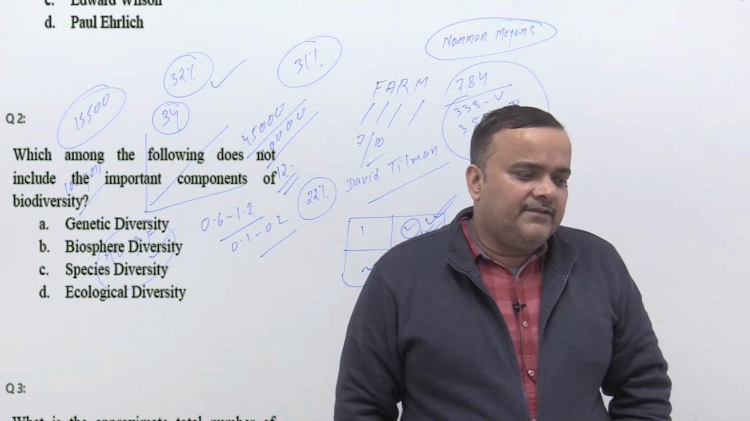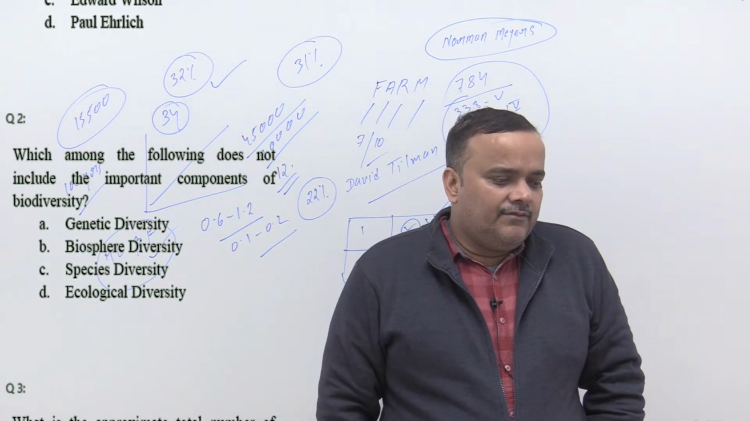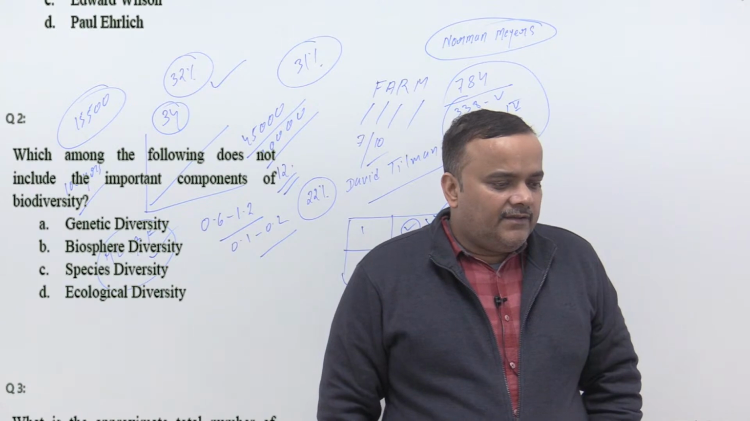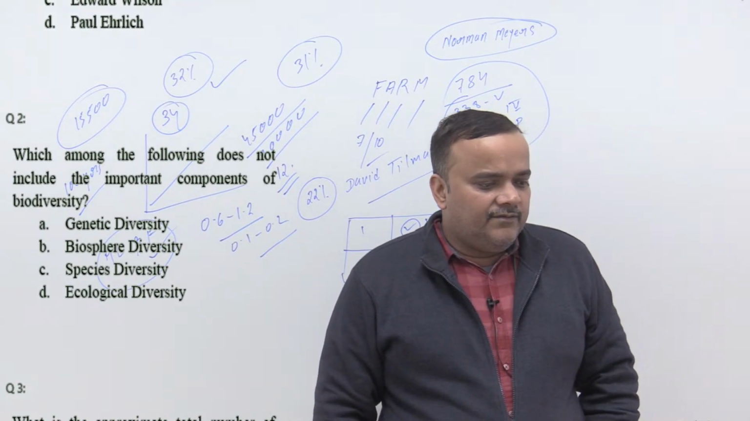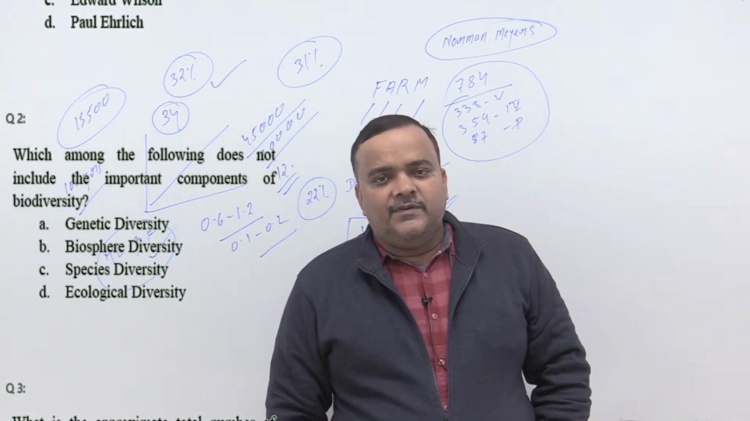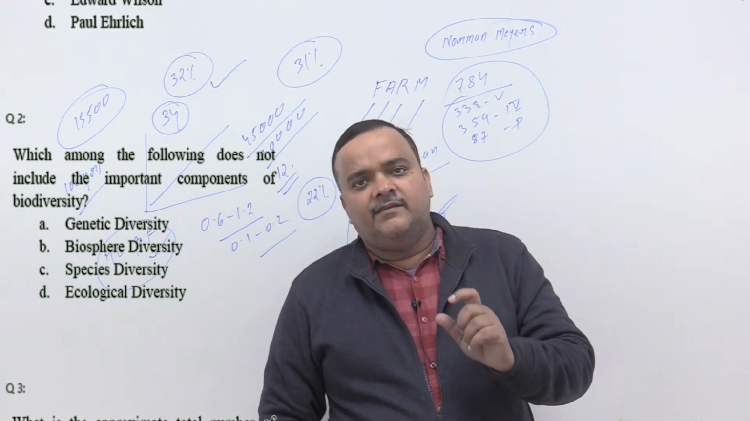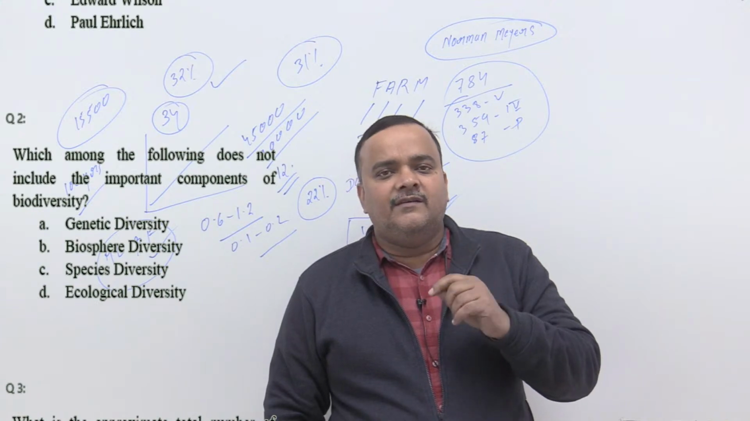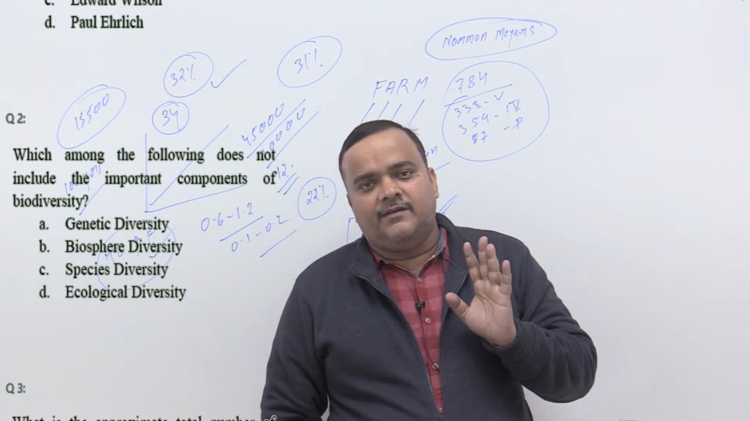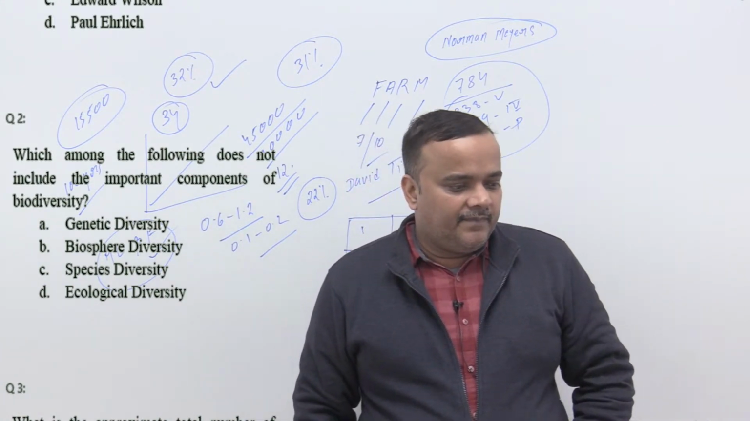Leave regression; it is part of stats, so don't go after regression. Amphibians face the maximum threat because they require a very fixed set of environmental conditions, and if there is any change in that fixed set of conditions, they become extinct from that particular area. That's the major problem.